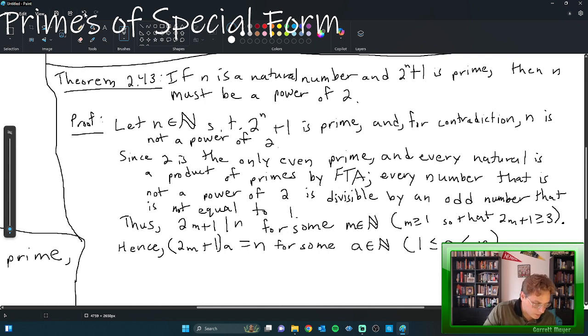Okay, so next we're going to let x equal 2 to the n plus 1. Oh, why did I do that in that proof? That doesn't make sense. I don't know why I did that.